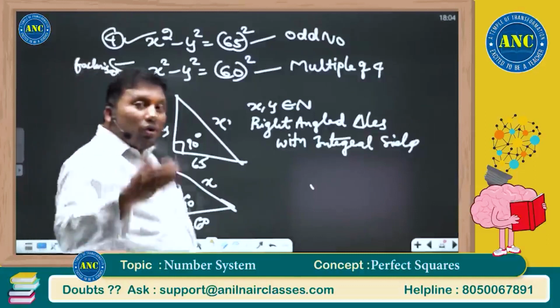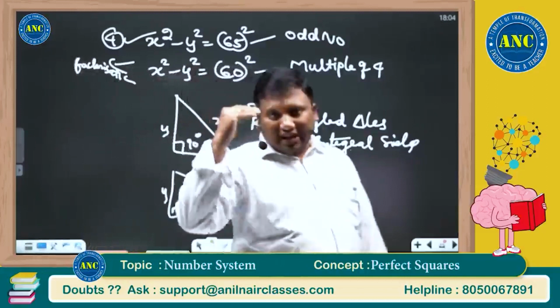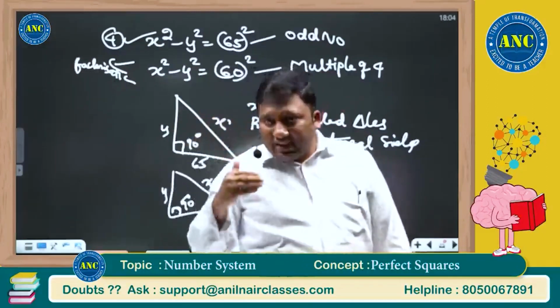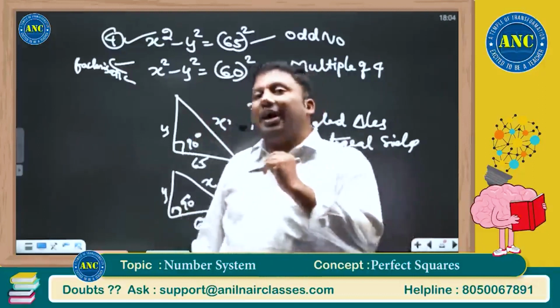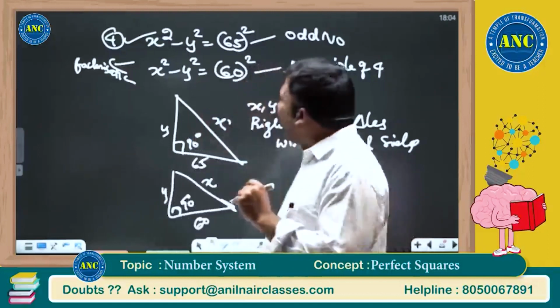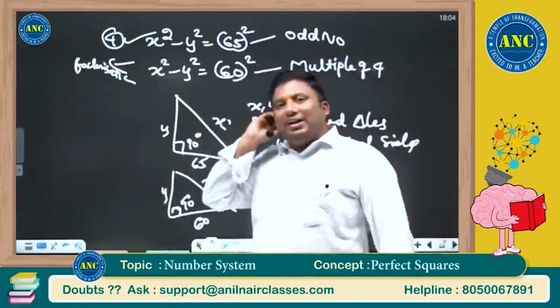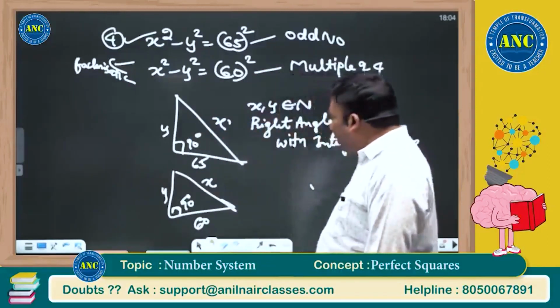Factorization method. Two things which we discussed. X square minus y square equivalent to k. This equation has integral solutions. When will it have integral solutions? Only when the right hand side is an odd number or a multiple of 4.